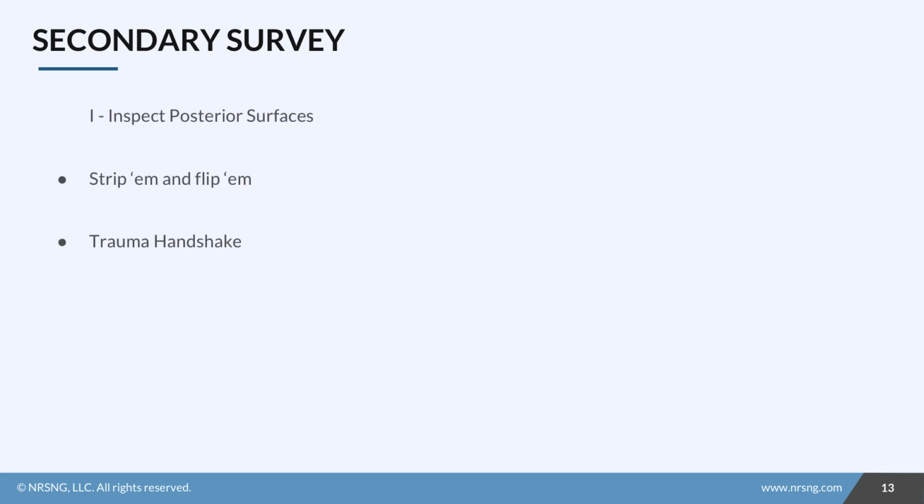All right, so we're up to the last step of the trauma survey. We've checked them from head to toe in the front. Now we need to see their back. So they're naked. Now we roll them. Okay, maintaining C-spine, we inspect their back from head to toe, right?